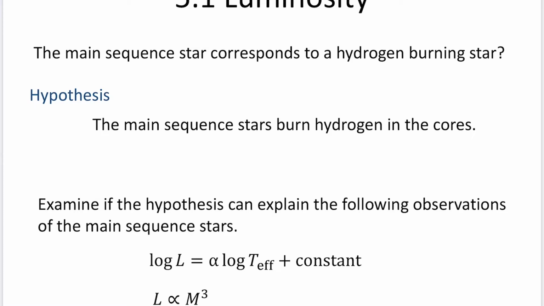Then we'd like to examine if the hypothesis can explain the following observations of the main sequence stars. First one is if we look at the HR diagram, log L is the vertical line and the horizontal line is log T. T is the surface temperature of stars. Then main sequence stars follow the straight lines. And also the luminosity is proportional to the cube of mass of stars.